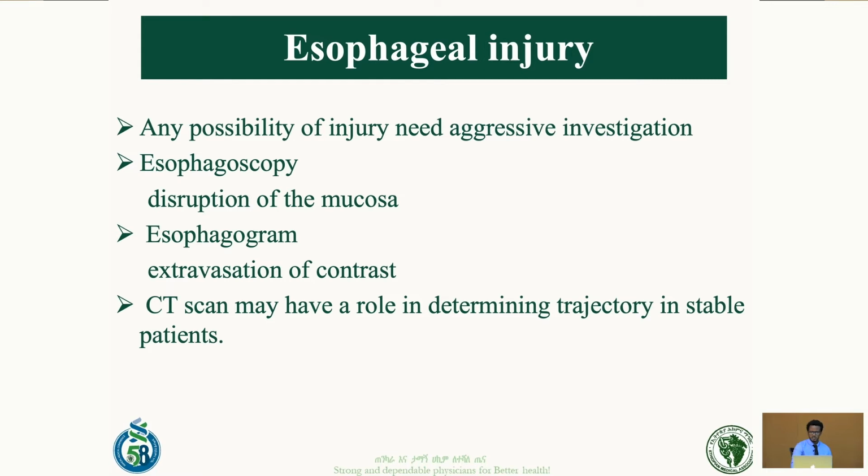So the other injury is esophageal injury. Any possibility that gives any clue of esophageal injury has to lead us to aggressive investigation for esophageal injury, because delayed presentation in esophageal injury is a very devastating scenario. Either esophagoscopy or esophagogram is the advised modality of investigation, but still CT scan of the chest can give us the trajectory of the injury.